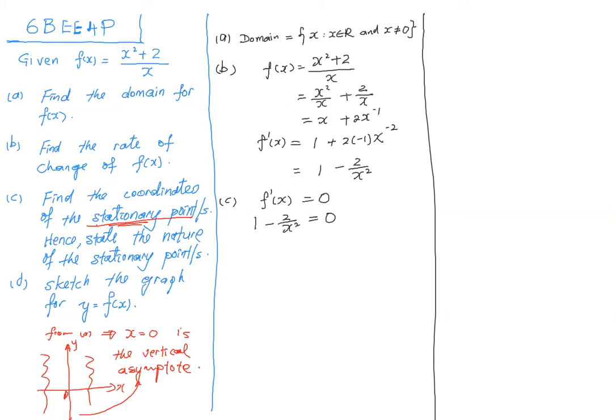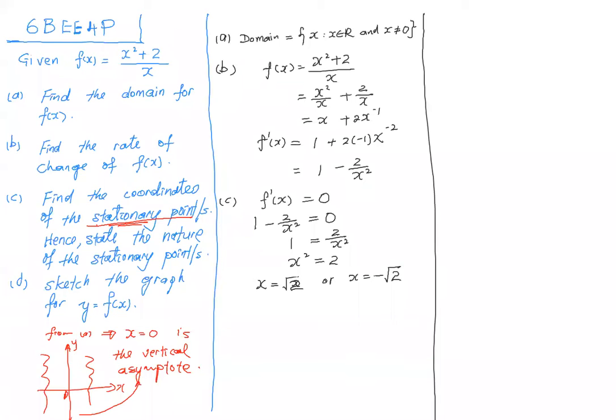Okay, now how am I going to solve further? I bring the 2 over x squared to the other side. Then I multiply x squared with 1. So x squared equals 2. Okay, you are right. Then tell me the next one. Then x equals plus minus square root 2. Yeah, so we will write two of them: x equals square root 2 or x equals negative square root 2.